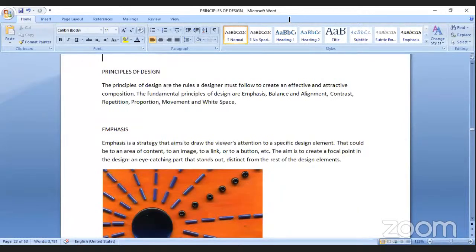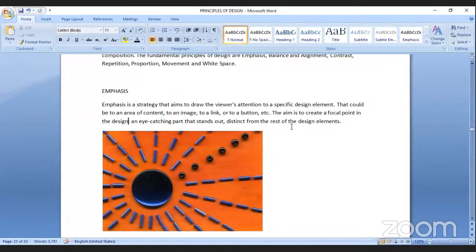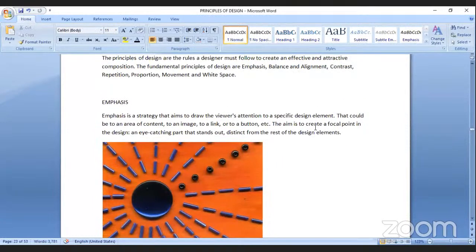Principles of design are the rules that a designer must follow to create an effective and attractive complex. These are some of the rules. It does not mean they use all of them always. Certain requirements for making a design, say a poster or something, require certain principles of design. A composition, a photograph, an illustration. So the fundamental principles of design are emphasis, balance and alignment, contrast, repetition, proportion, movement and white space.